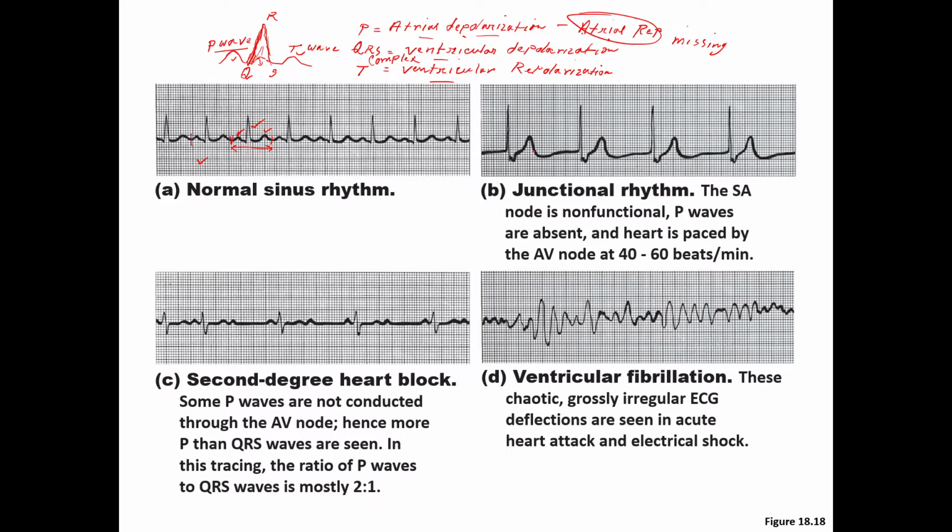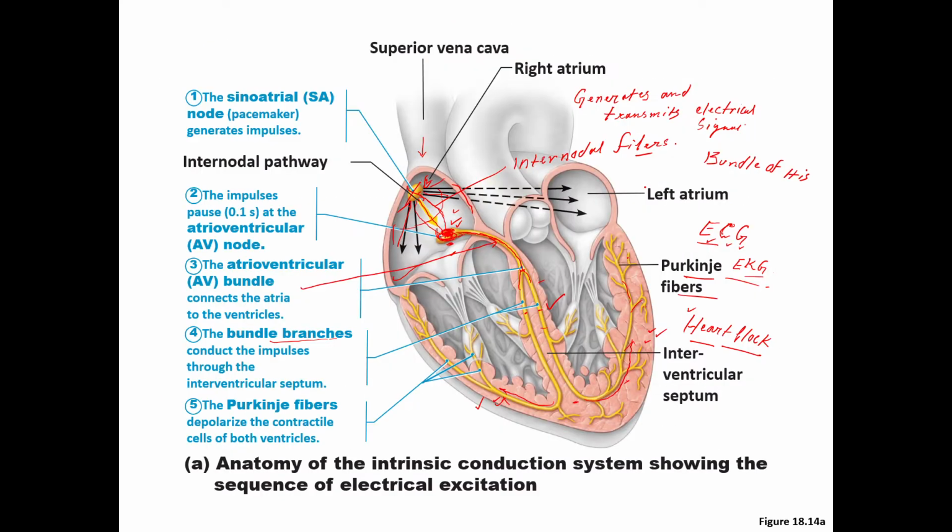Now here you see something is missing. P should be here, then QRS, this is QRS, and this is T. So which one is missing here? P. There is no P here. Why is P missing? If the SA node is non-functional. You must remember I said that the SA node gives signal to the wall of the atrium. So if the SA node is non-functional, then the atrial wall will not get any signal.